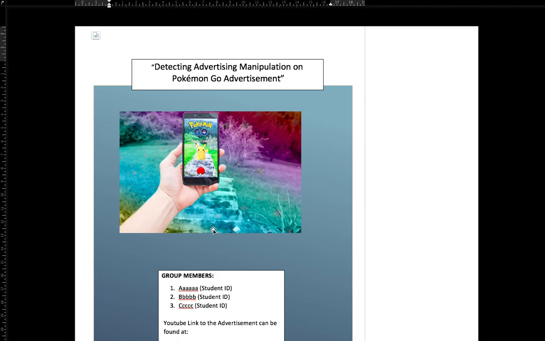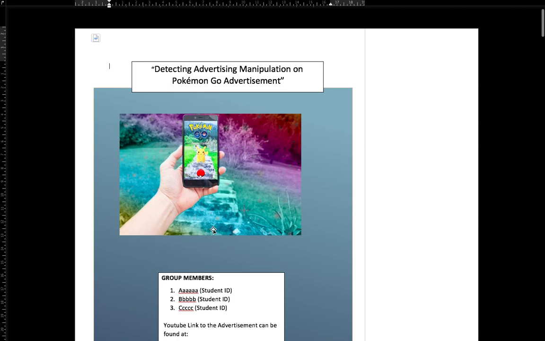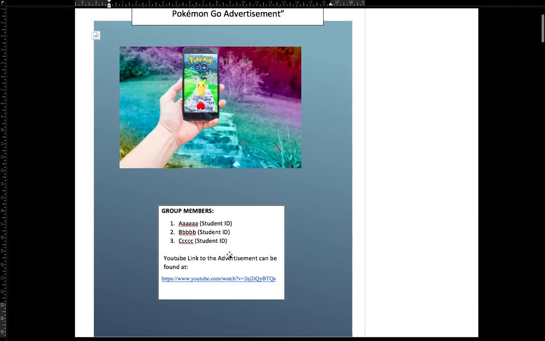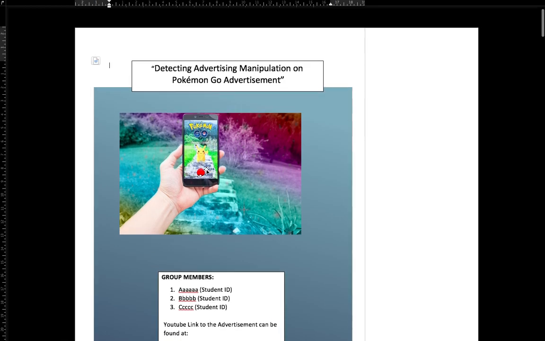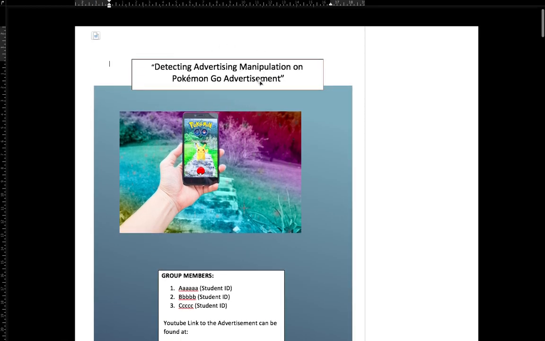So for this example here, I am using the advert from Pokemon Go. This was quite a sensational gaming application that we had back then. I think in 2018 or 2019. I think in 2018. Yeah. So first, in the first page, please give me a title. Give me the topic of your report. Detecting advertising manipulation on what kind of product.